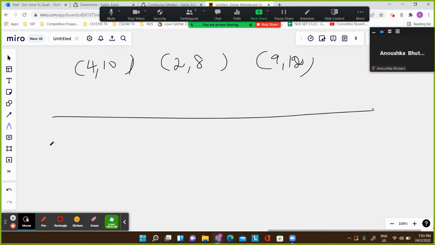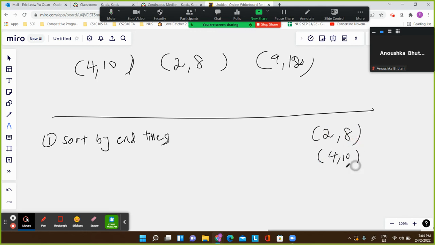If you recall, the algorithm is quite simple: you just sort by the end times. The reason you sort by the end time is that you ensure the first activity you select has the earliest end time, so that you can maximize the number of activities you can have after that end time. So when you sort by end time, the first activity you get is 2 8, then 4 10, and then 9 12.